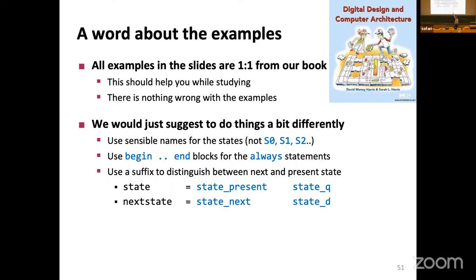Use begin and end blocks for the always statements, and use a suffix to distinguish between next and present state of the same signal. In the example, they used longer names, state and next state, which is still fine, but it would be easier if you can identify that this signal is something that will go into a register. This is the present value, and this is the next value, because this will be a flip-flop, and state is going to be stored in a flip-flop. It helps you identify in your code which part comes from the output of a flip-flop, and which part defines the input of a flip-flop. And when you scroll through your code, you can easily see these are registered inputs.